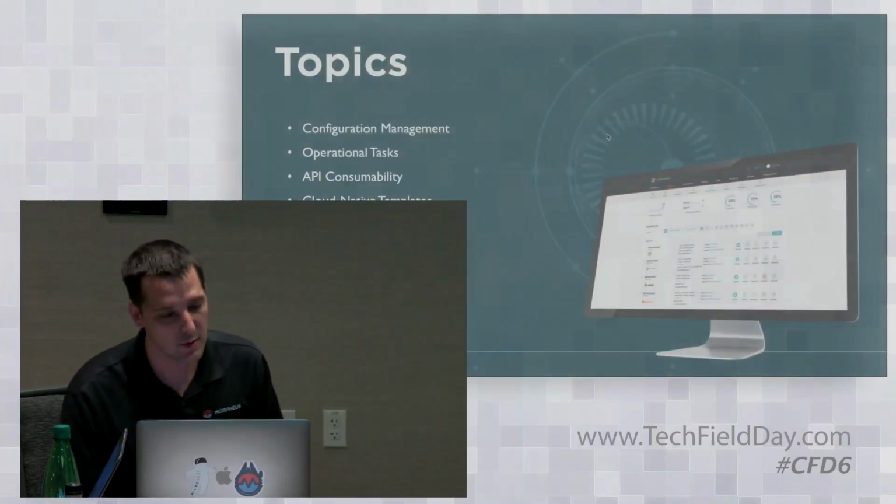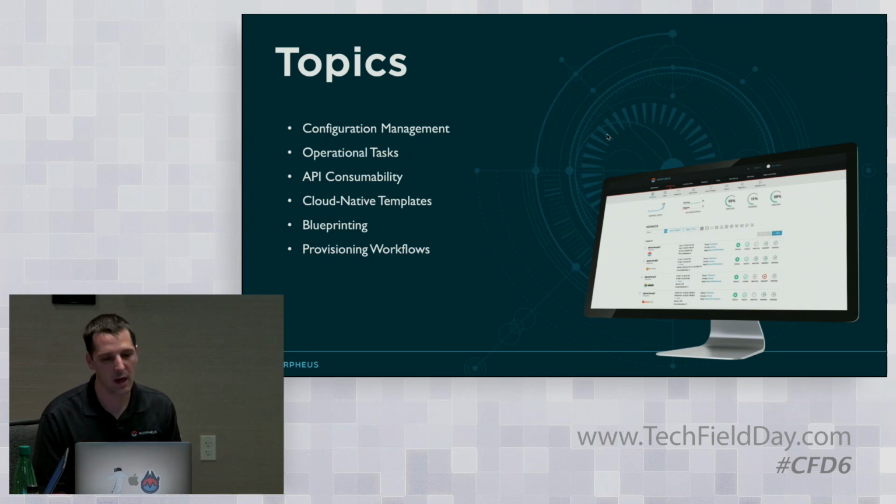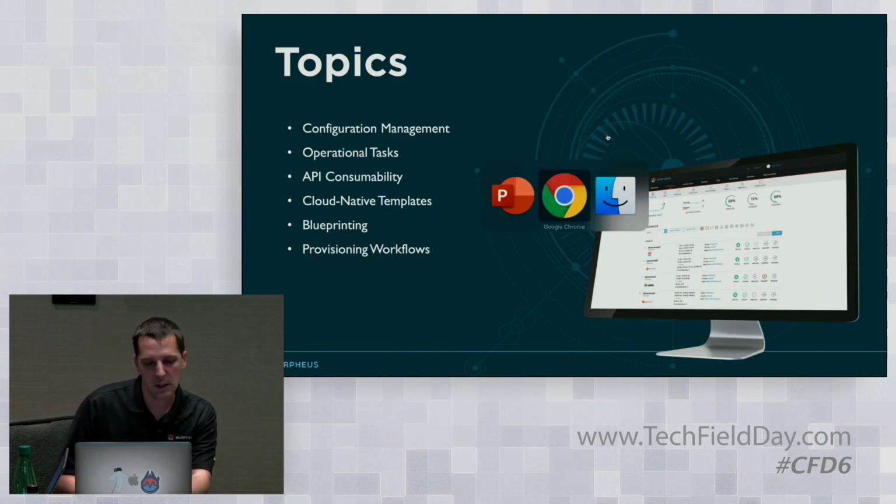So we're going to start talking about the automation side of Morpheus. We've looked at some of the provisioning, and one of the things we like to talk about on the automation side is how you tie into configuration management, the operational task capabilities that are new to the product since the last time we were here, as well as cloud-native template support, blueprinting, and provisioning workflows. So let me go ahead and dive into the product here.